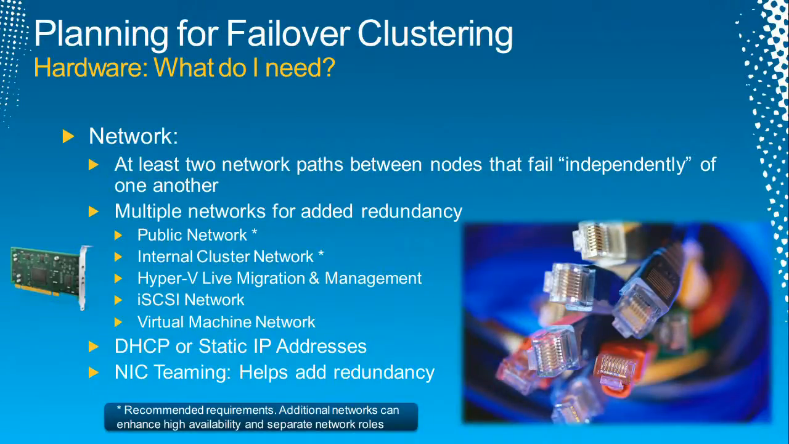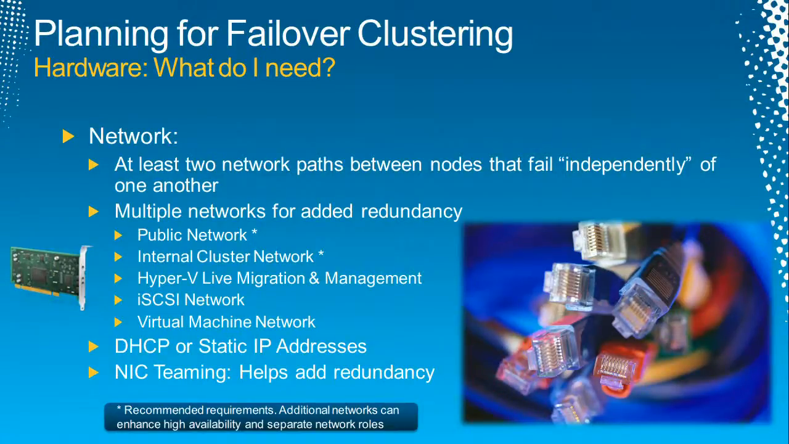The minimum requirement, what I mean there is that now we at least have 2 paths between the nodes that hopefully can fail independently of each other. What I mean by that is you probably don't want both of those networks going through the same switch, or something where a single point of failure may cause both of those networks to go down.